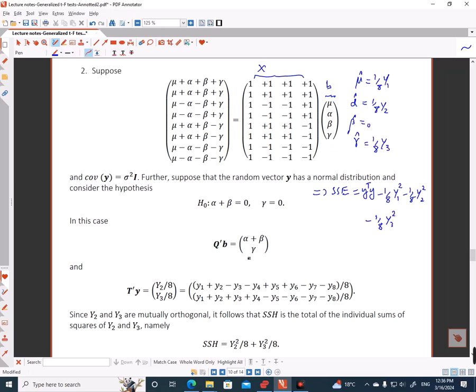Now let's consider this null hypothesis: alpha plus beta equal to 0 and gamma equal to 0. I can write it in this formula. It means that under the null hypothesis, q prime b must be equal to 0.